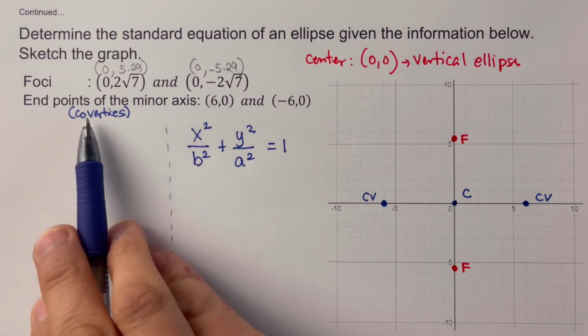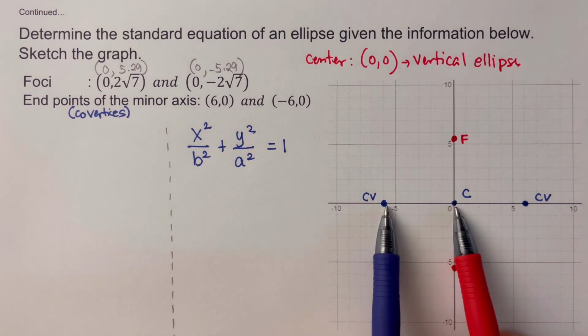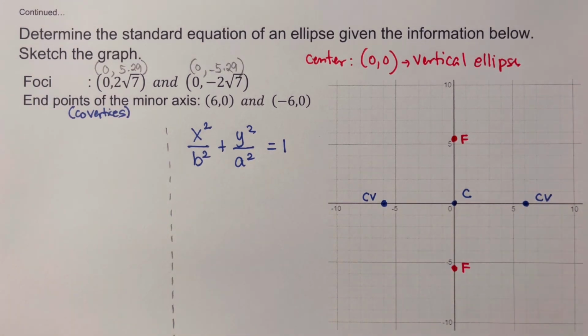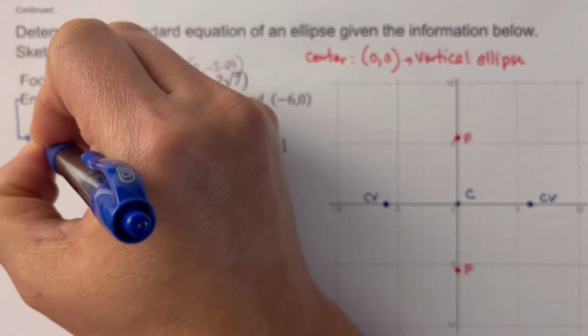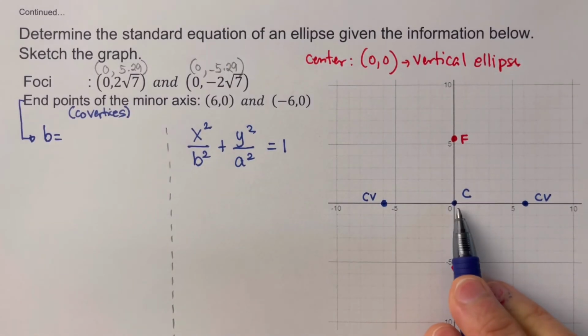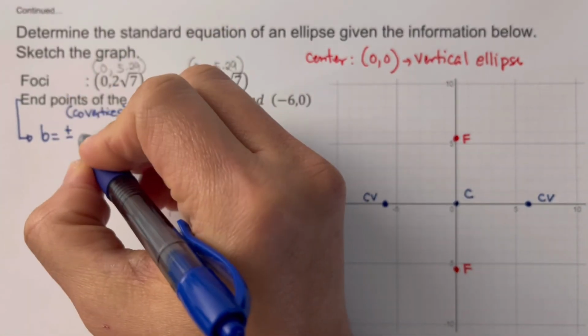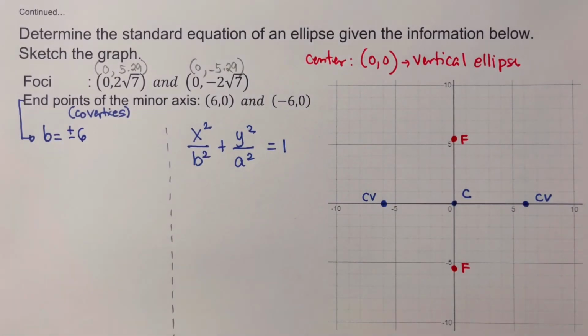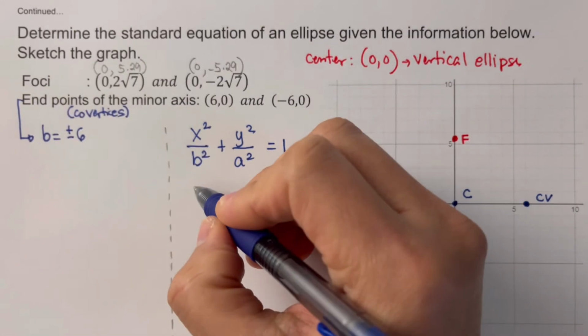Since we say that the endpoints of the minor axis are the co-vertices, we can say that the distance from the center to the co-vertex is again represented as letter B. So we can go ahead and say that our B value from here is, we can just go ahead and count it. That's actually 6. So plus minus 6. And then we go ahead and plug this 6 into the B here. So the equation would come out.